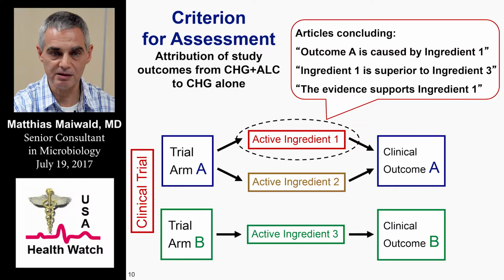Our criterion for assessment in our systematic review was the attribution of study outcomes from chlorhexidine plus alcohol to chlorhexidine alone. So if you look at this scheme here, this is articles concluding outcome A is caused by ingredient 1, or ingredient 1 is superior to ingredient 3, or the evidence supports ingredient 1. And as you can probably clearly see from this scheme, such conclusions are illogical and cannot be made. But nevertheless, those conclusions occurred relatively widely in the literature.